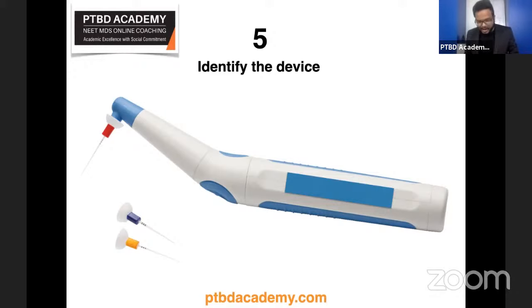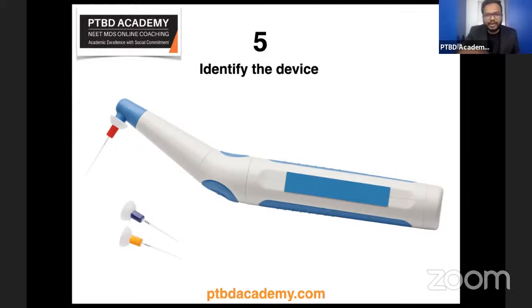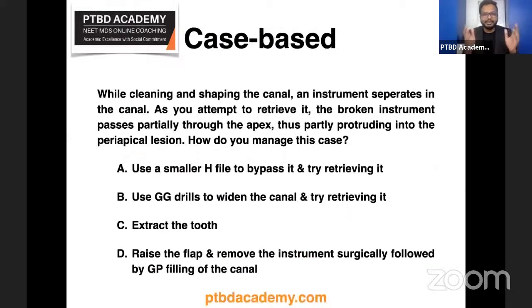Right? Now, let's move on to a final aspect of this presentation, case paste, which is, I'm sure, your favorite. While cleaning and shaping the canal, and before we proceed with this, please don't answer this question. We'll start our next quick revision class with this case-based question. So consider this as your homework, okay?